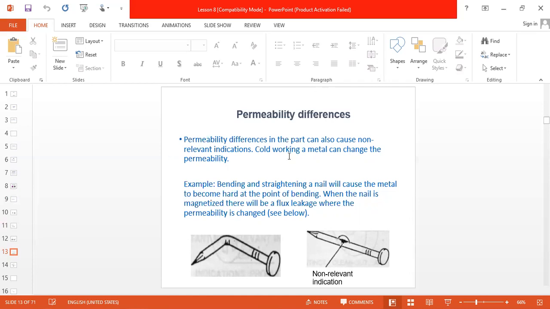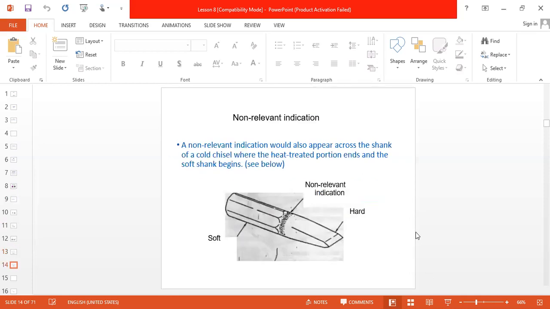Cold working a metal can change the permeability. Example, bending and straightening a nail will cause the metal to become hard at the point of bending. When the nail is magnetized, there will be flux leakage where the permeability changed. Because if the permeability is not uniform, the resistance to the lines of force will be different, and so some of the lines of force will come out.